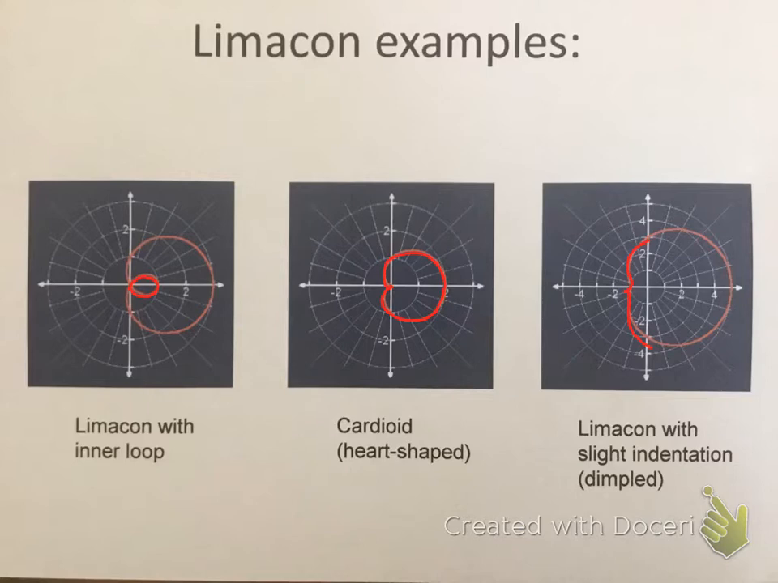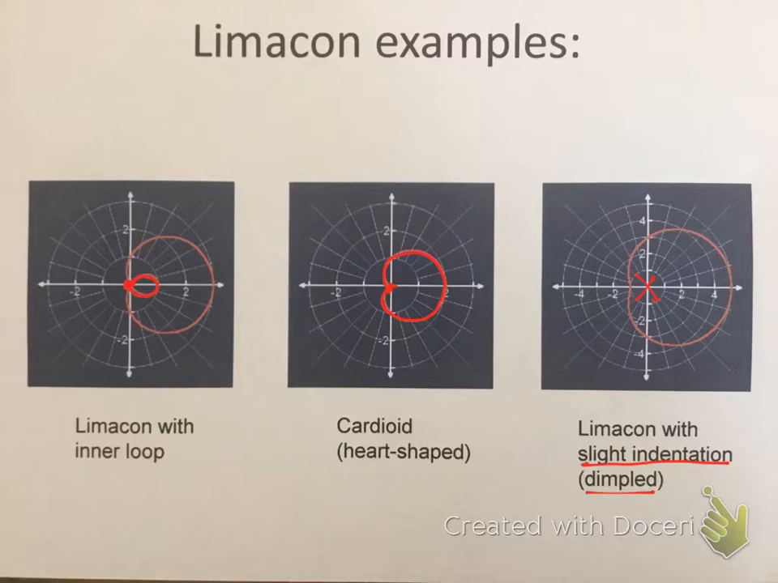Now, a little bit of vocabulary and a couple of observations. First of all, the cardioid always has the pointy little part of the heart at the pole. A limaçon with a slight indentation, that's dimpled, reminds me of a butter bean. You will never have anything at the pole. There is no coordinate right there. A limaçon with an inner loop does have a point at the pole.